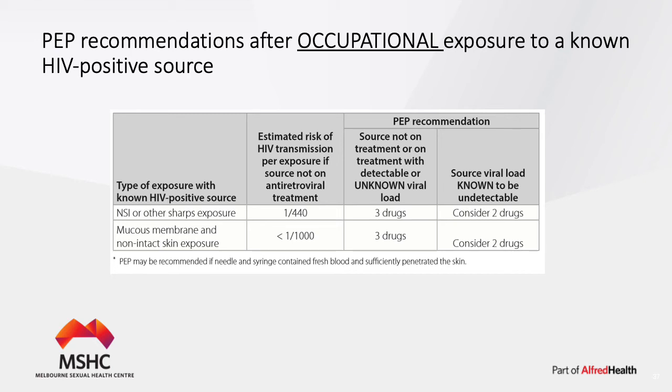If there is mucous membrane exposure and non-intact skin exposure, the estimated risk is 1 in 1,000, and then again, depending on whether the source is on treatment or not. Okay. If the source has an undetectable viral load, you use 2 drugs. If the person doesn't have an undetectable viral load or has an unknown viral load, you need 3 drugs. So PEP may be recommended if the needle and syringe contain fresh blood and sufficiently penetrated the skin. So in this situation here, if there is fresh blood and it's sufficiently penetrated the skin, then you need to consider PEP.